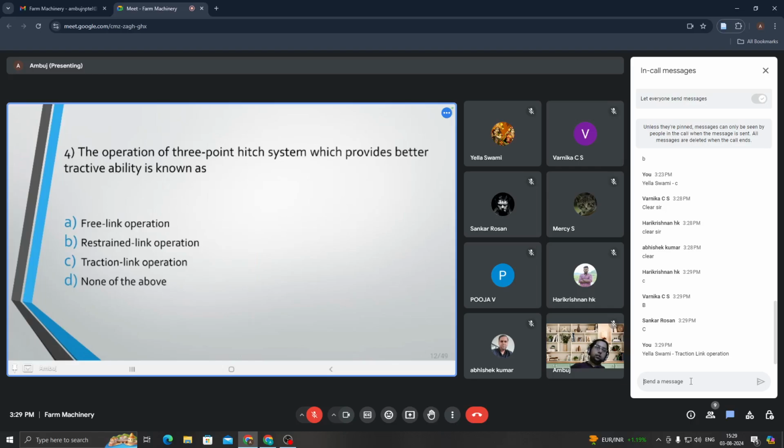Great. Okay. Two people are saying C, traction link operation. One person is saying B. Okay, great. Anybody else? Yes, B. Good. 50-50, tie is there. No, no tie is there. C is having the majority. Good.